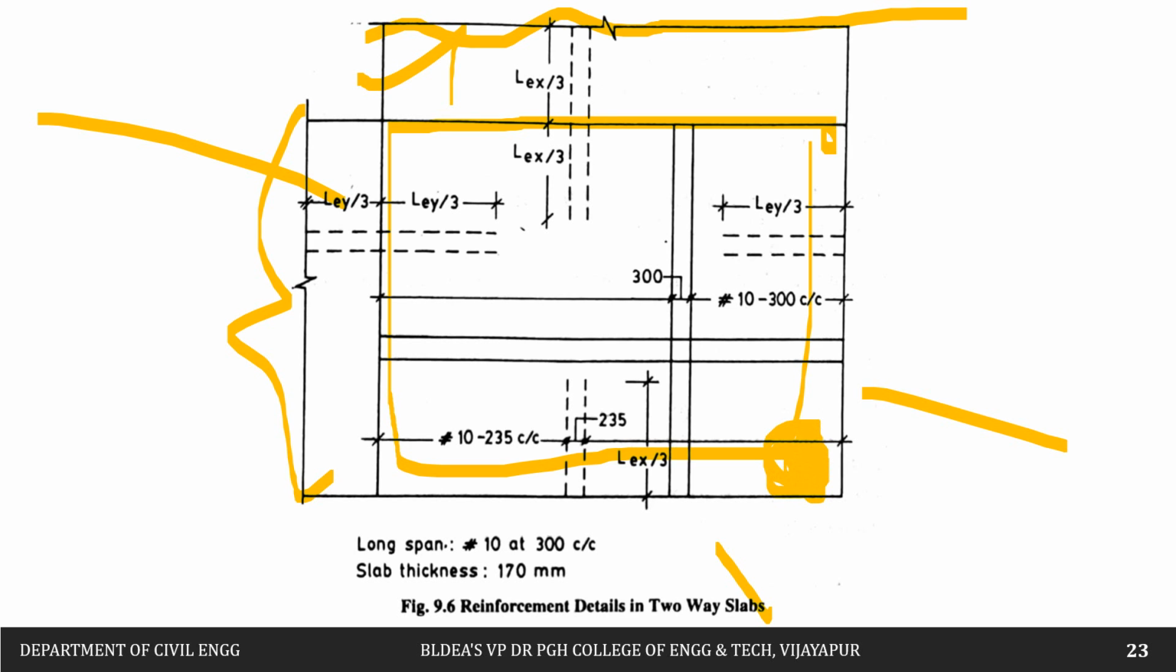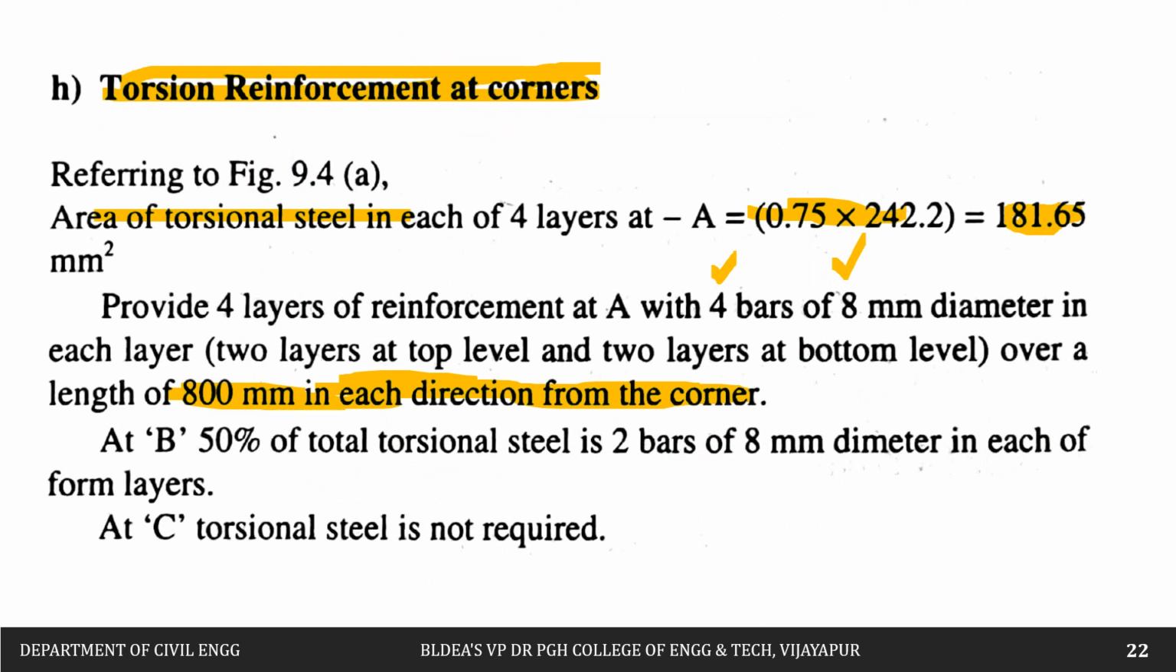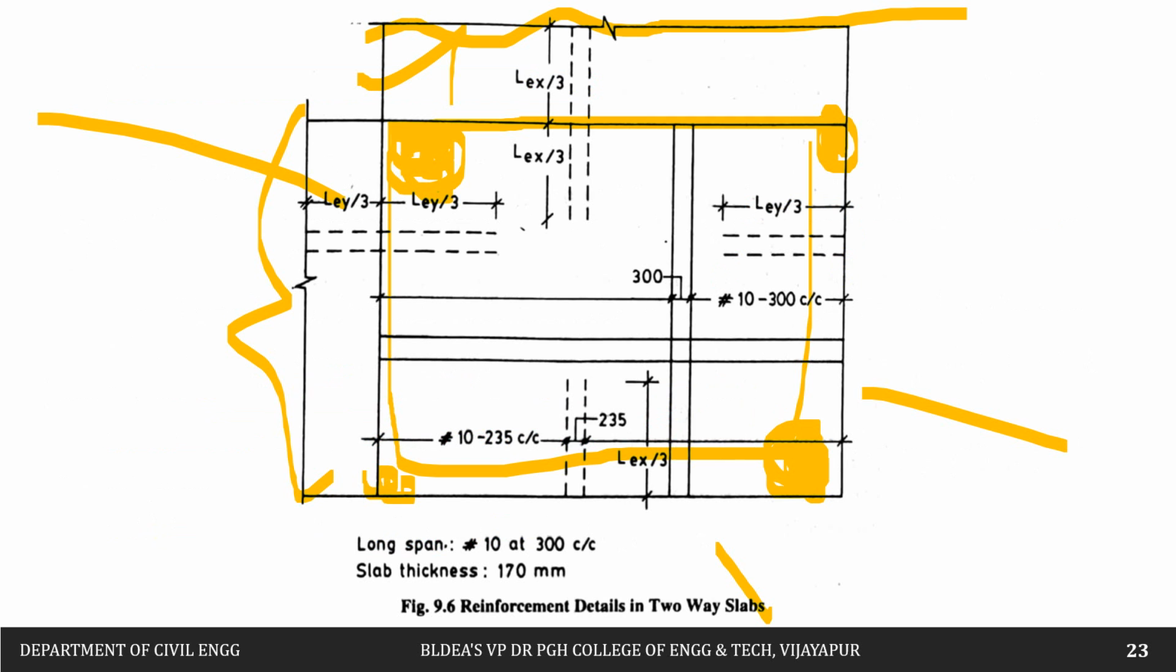So here one edge is continuous, one edge is discontinuous. So therefore here required will be 50%, and here both are continuous. So therefore no need to provide the torsional steel. So at B we have to provide 50% of the torsional steel. That is, we can provide 2 bars of 8 mm dia in each of the 4 layers. At point C, torsional steel is not required.